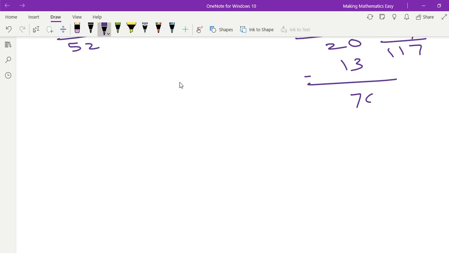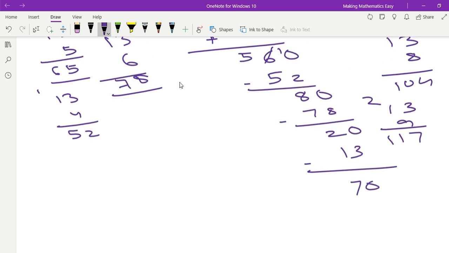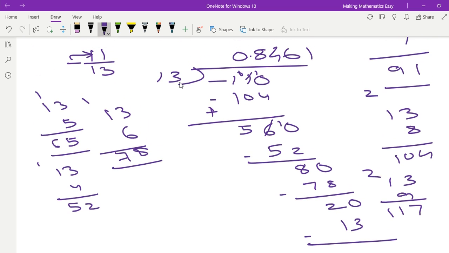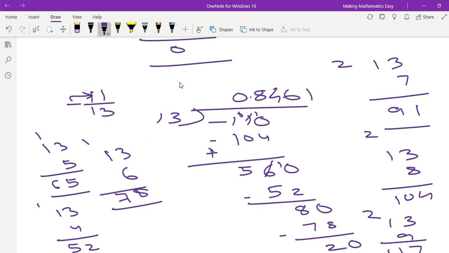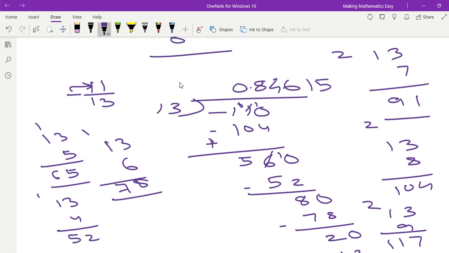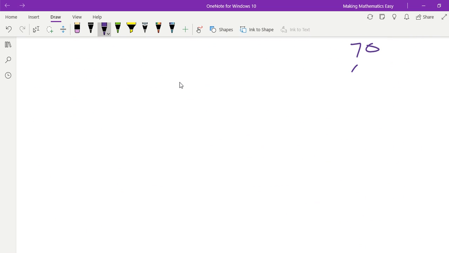So this will be 7. You can take a 0 over here. Now we need 70. So 6 is 78, 5 is 65, so we need to take 5. So this will be 5, we can take a 0 over here.